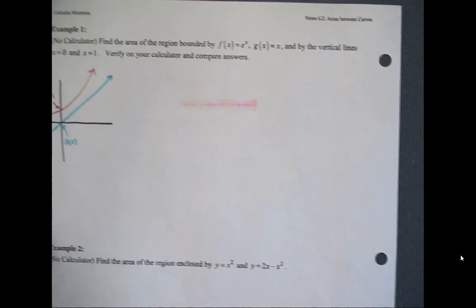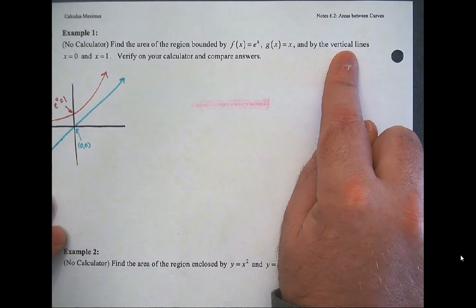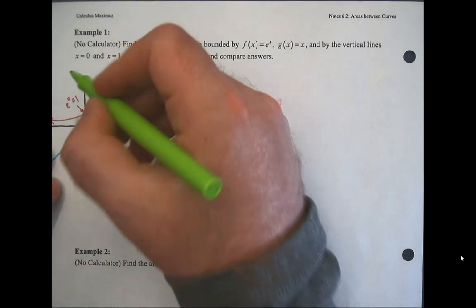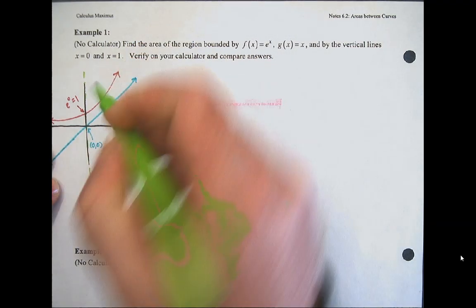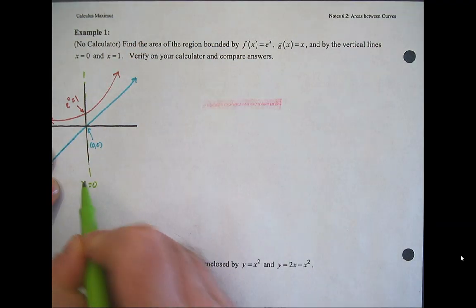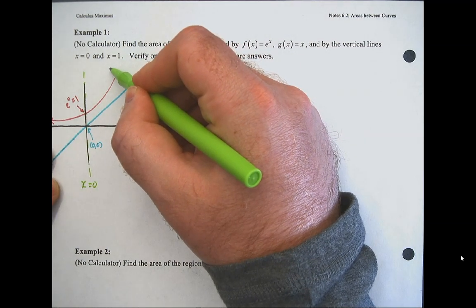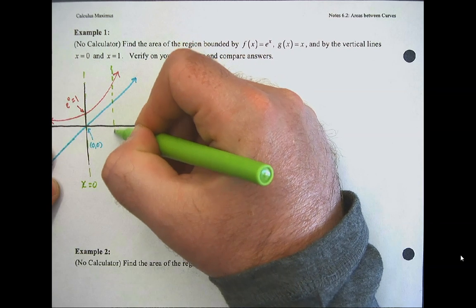So they had to bound it by a couple other lines. These vertical lines, x equals 0, and the vertical line x equals 1. So I'm going to sketch in here x equals 0. Then I'm going to sketch the line x equals 1. I don't know exactly where that is, so let's just estimate that it's here.